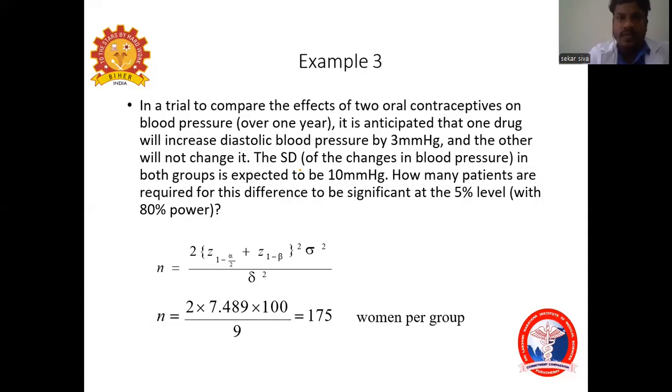The anticipated effect is that one drug will increase the diastolic blood pressure by 3 mmHg. So the effect is 3 mm. Okay, 2 into (1.96 + 0.84) whole square, which will be 7.489. Then 2 into 7.489 into 100, divided by the anticipated increase in diastolic blood pressure of 3 mmHg, 3 into 3, 9. So in one group, we need 175 women per group.